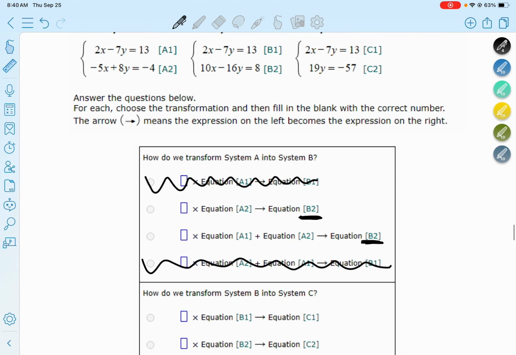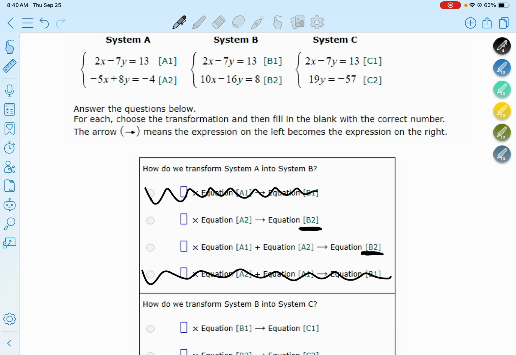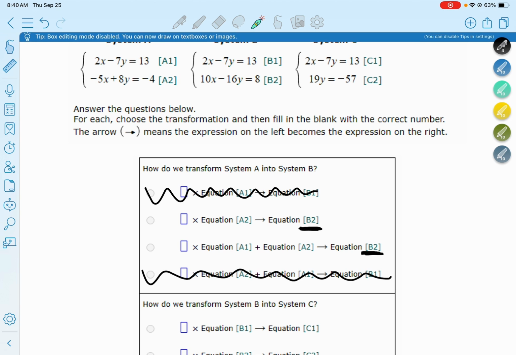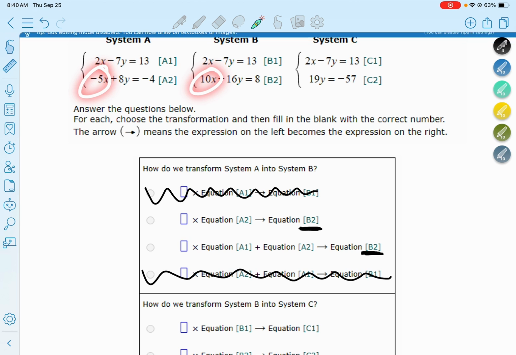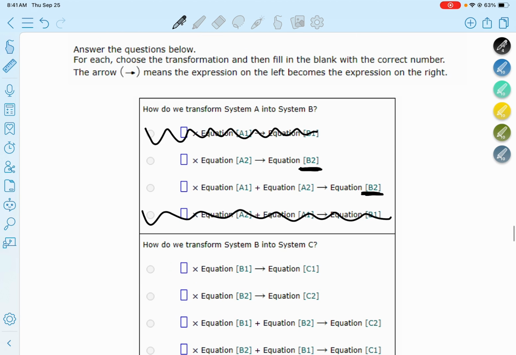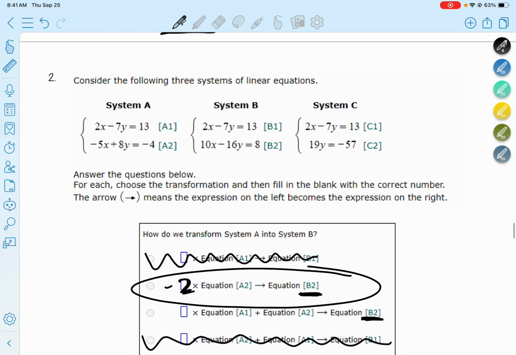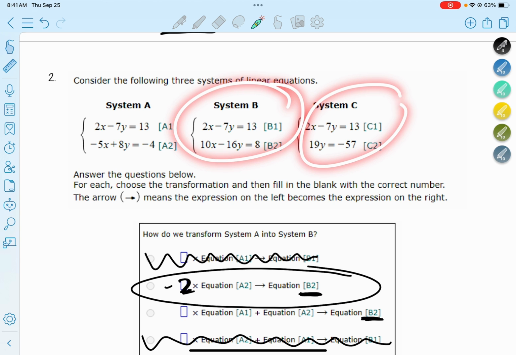The next thing is I want to figure out, okay, did I multiply and then add equations together, or did I simply just multiply the equation? I always check multiplication first. So I can see that to get from -5 to 10, I could multiply by -2, which 8 times -2 is -16, and -4 times -2 is in fact also 8. So that means I'm going to pick this guy right here because all I did is I just multiplied the whole equation by -2.